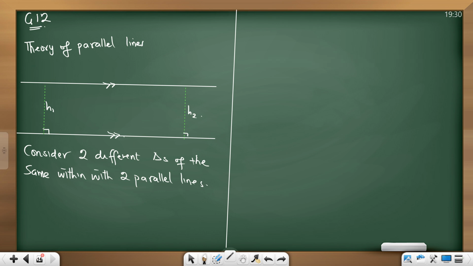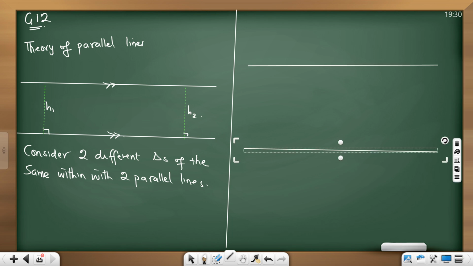Okay, I'm going to quickly draw this thing again for us. Let's use white. I'm going to draw the parallel lines again. Make it big.